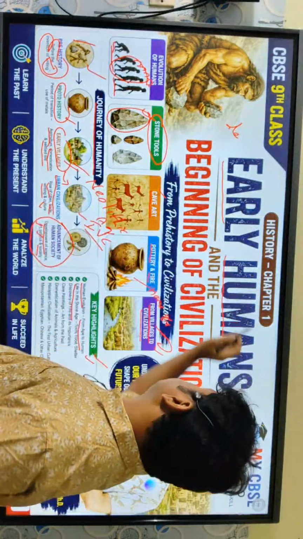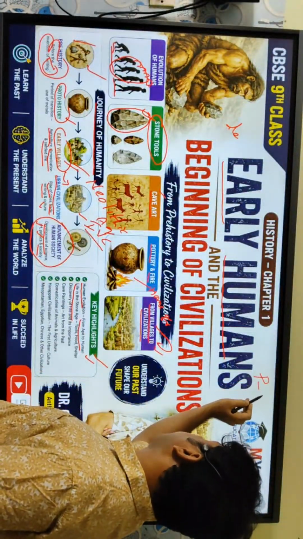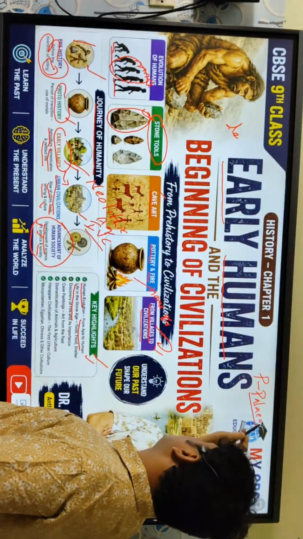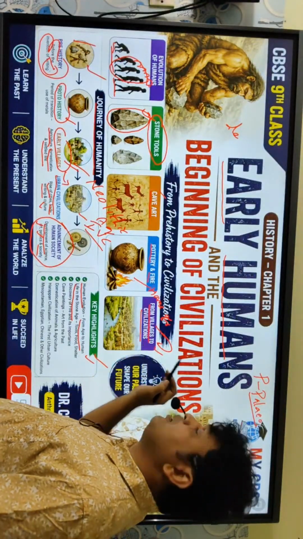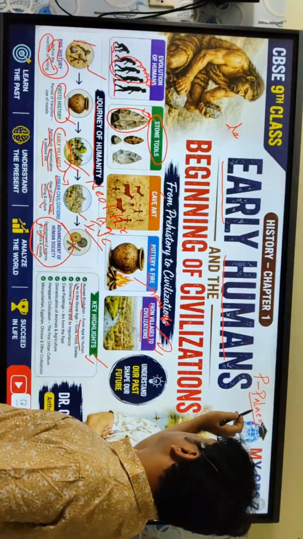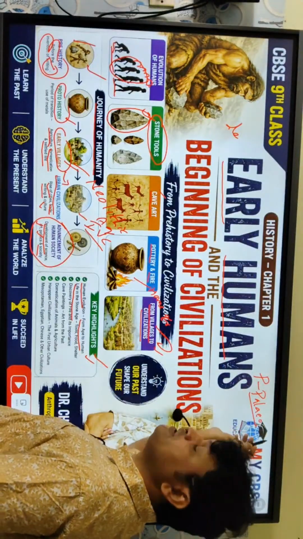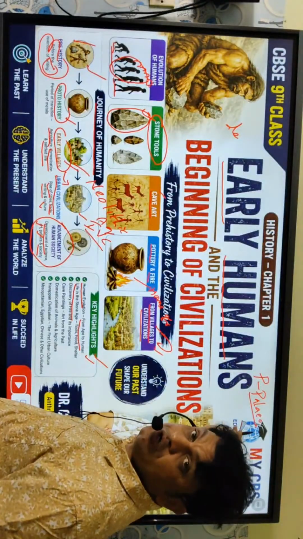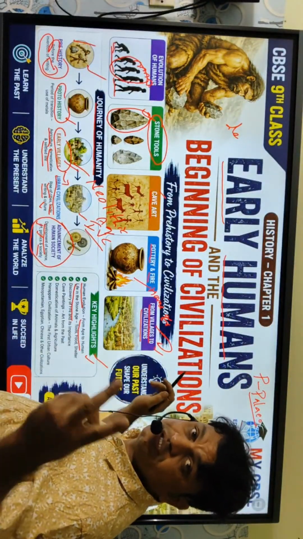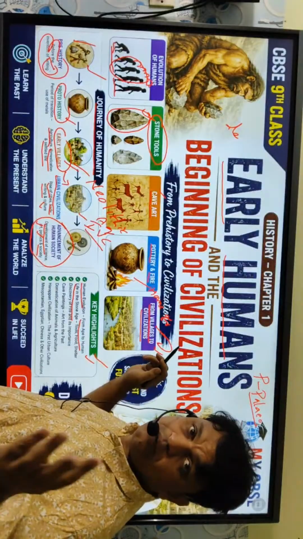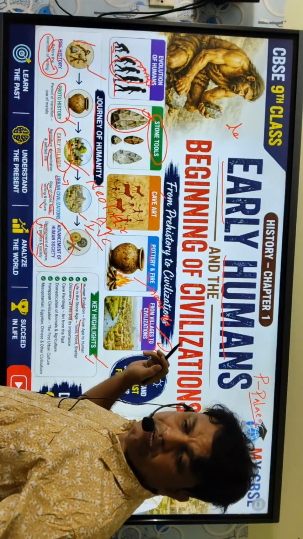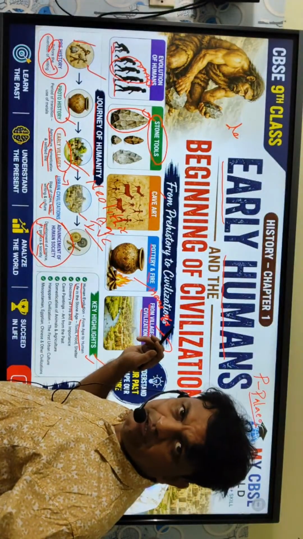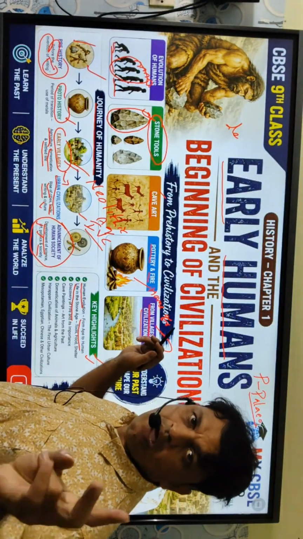You can remember like this. P stands for paleo. Paleo means old. Paleolithic: lithic means stone, so old stone age. Old stone age has 3 types: Lower Paleolithic, Middle Paleolithic, Upper Paleolithic. You have to say it: Lower Paleolithic, Middle Paleolithic, Upper Paleolithic.